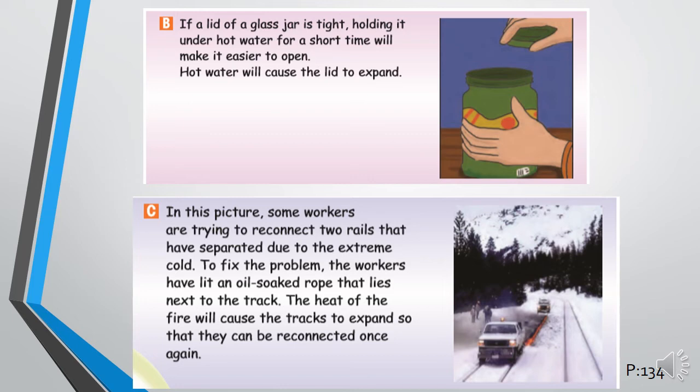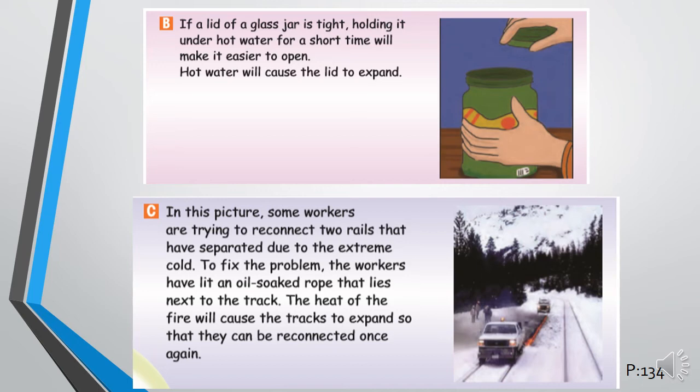So hot water will cause the lid to expand. As you know, to open this jar, I can put only the opening of this jar, the lid, under the hot water. What happens? The lid will expand and I can open the jar easily.